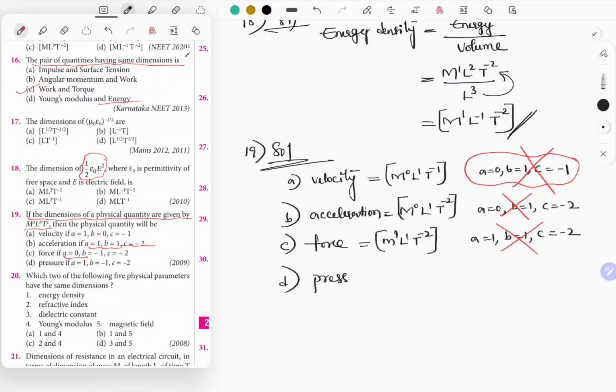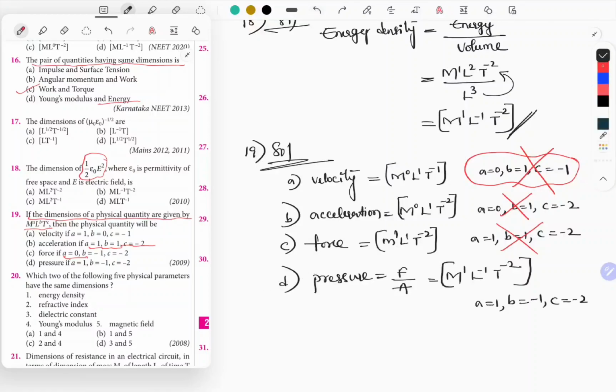Next, pressure. Pressure is nothing but a stress. I've already mentioned it earlier. It is also represented as F by A. F by A is nothing but the stress dimensional formula, that is M power 1, L power minus 1, T power minus 2. It means a equal to 1, b equal to minus 1, c equal to minus 2. Yes, the last option is matching. So the last option is the correct answer. Okay.